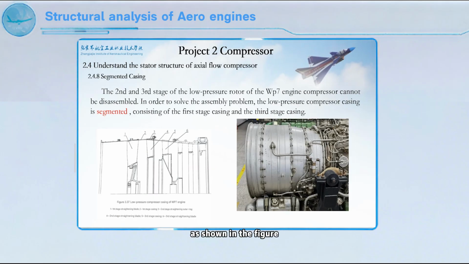As shown in the figure, this is the segmented casing used by the WP7 engine. Since the second and third stage low-pressure rotors of the turbojet 7 engine compressor are non-detachable rotors, in order to solve the assembly problem, the low-pressure compressor casing is segmented, consisting of the first stage casing and the third stage casing. The segmented casing also has uniform circumferential rigidity. The rotor solution has the advantage of strong adaptability.